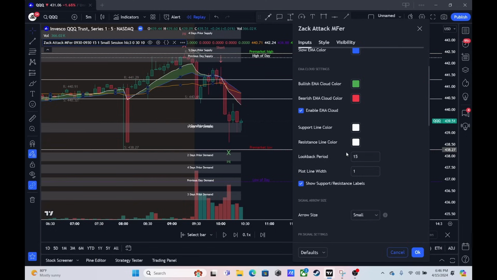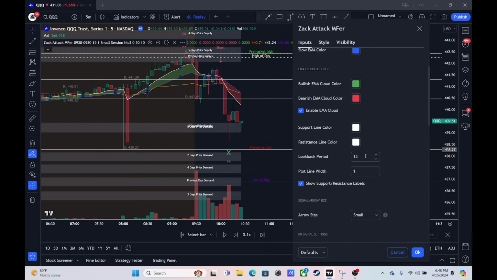And another thing that you can do is you can actually change the, I guess you could say, the concentration of levels or the number of levels on your chart at any given time. So the look back period can be kind of summarized as how many candles it looks back to plot a resistance or support level.